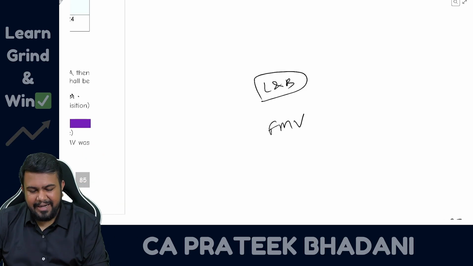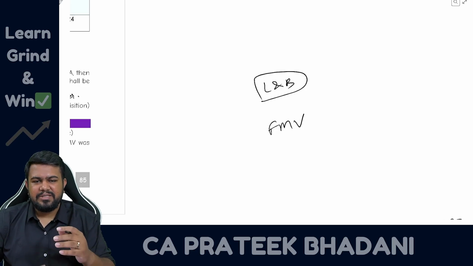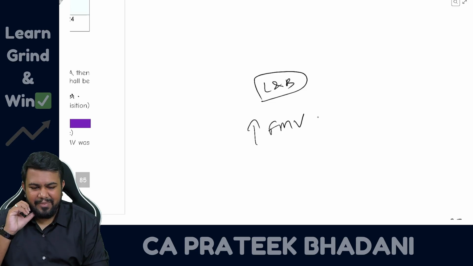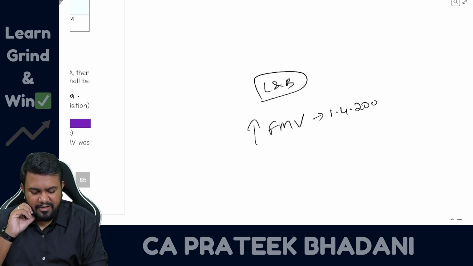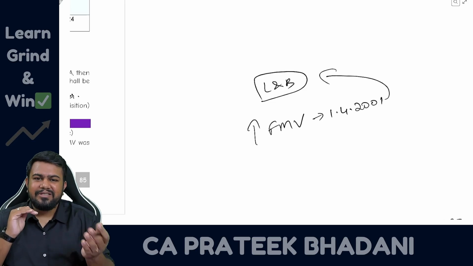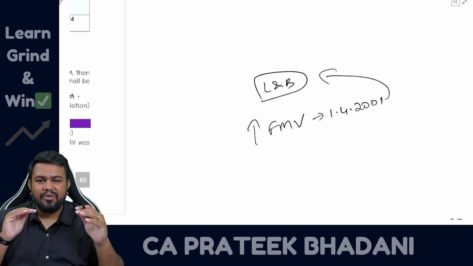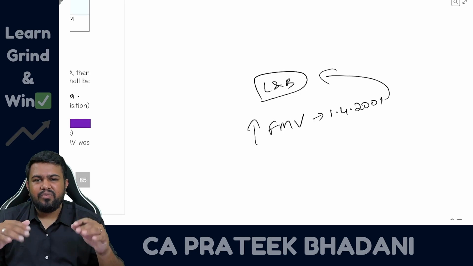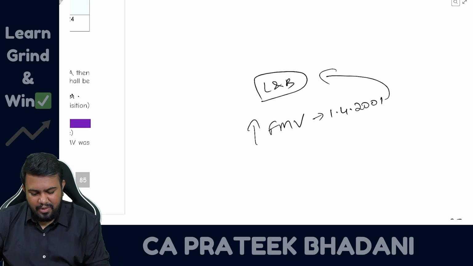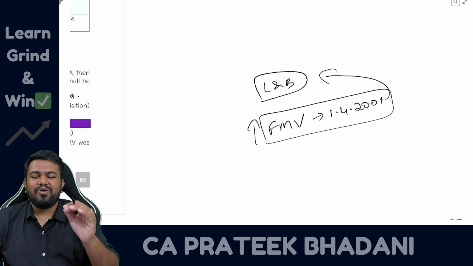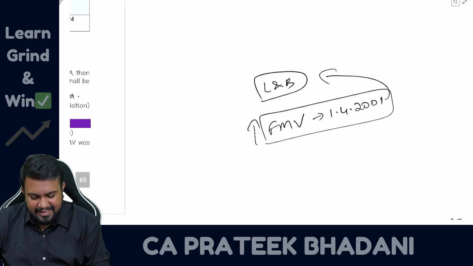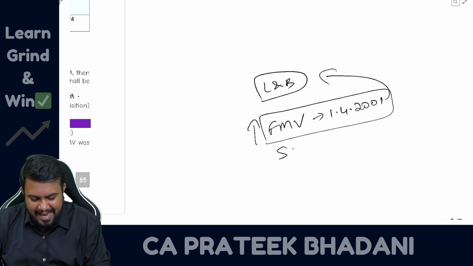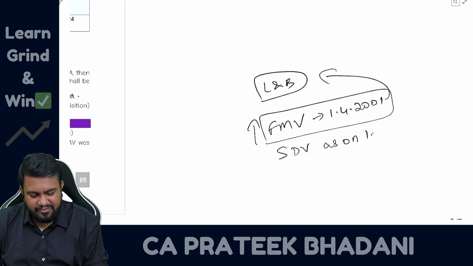So when it came to land and building, people used to go to valuers and give some good fees, and the valuer will give a high fair market value as on 1/4/2001 for this land and building, because of which the cost will increase and capital gain will come down, and the people will not pay any tax at all. So to avoid this, what did the government do? The government said, okay, you can take the benefit as on 1/4/2001, no problem. But this fair market value as on 1/4/2001 should not be more than the stamp duty value as on 1/4/2001.